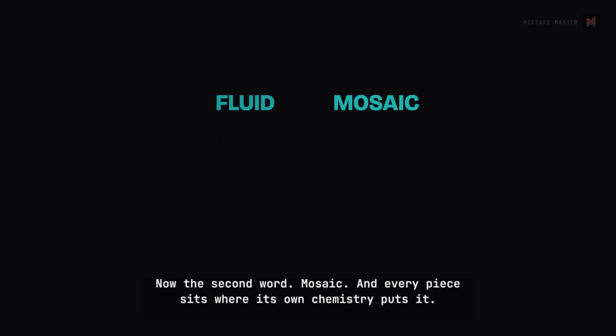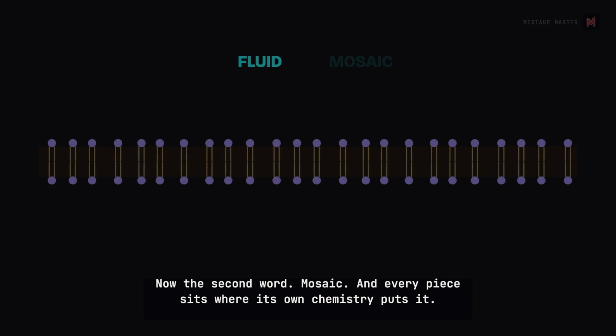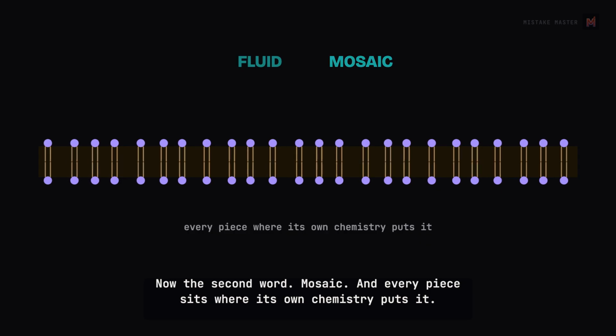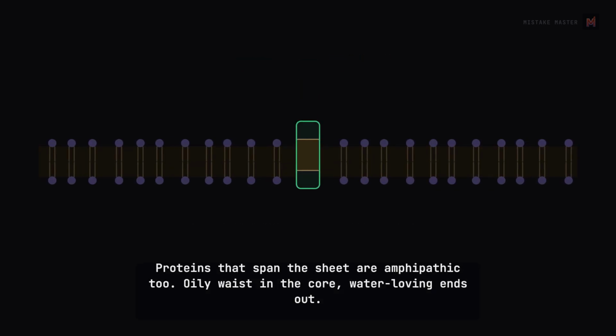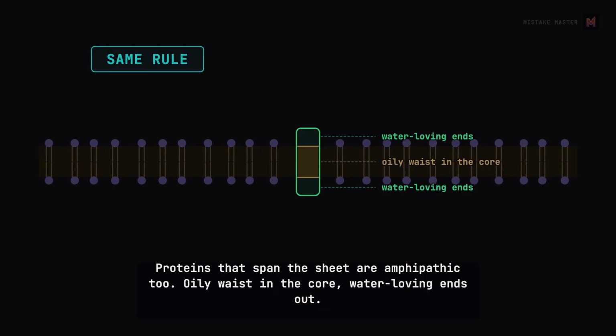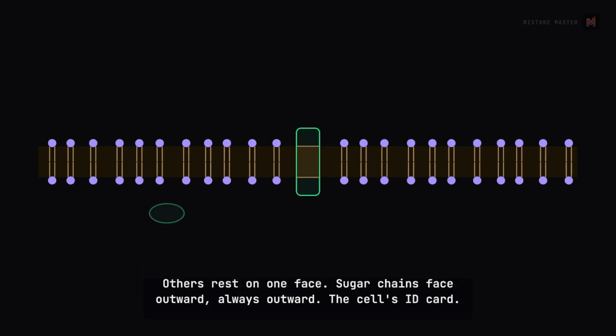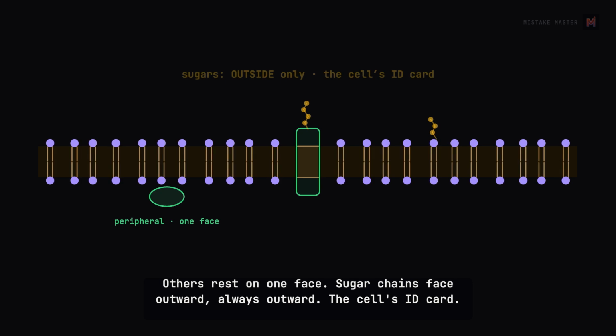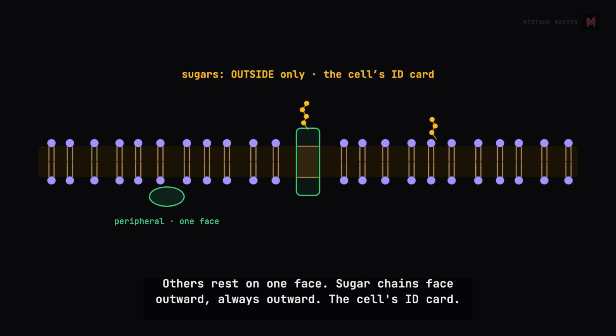Now the second word, mosaic. And every piece sits where its own chemistry puts it. Proteins that span the sheet are amphipathic too. Oily waste in the core, water-loving ends out. Others rest on one face. Sugar chains face outward, always outward, the cell's ID card.